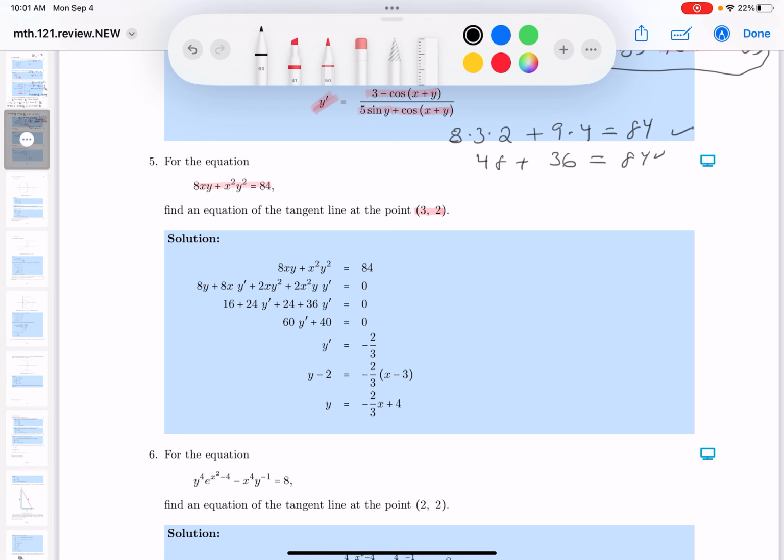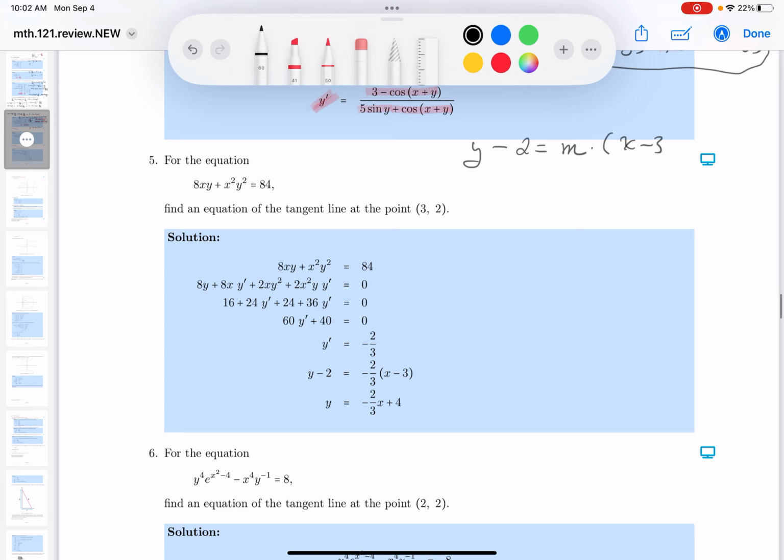So at least I know the point is on the curve. Let me get my eraser out. I'm done verifying that. What I want to do is take its derivative now. My goal is to get an equation of a tangent line. And the equation of a tangent line is going to be y minus y1, which is 2, I don't know the m yet, times x minus 3. Our goal is to find the m now. How do I do that?